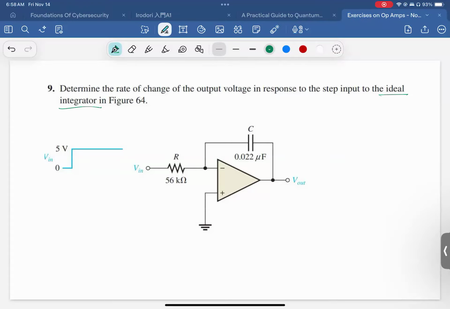Okay, so sa isang integrator, okay, ano yung equation na ginagamit natin? Okay, so if you recall, sa notes ninyo, it's delta V over delta T, delta V out.